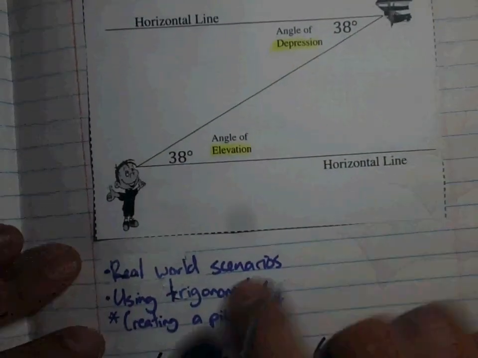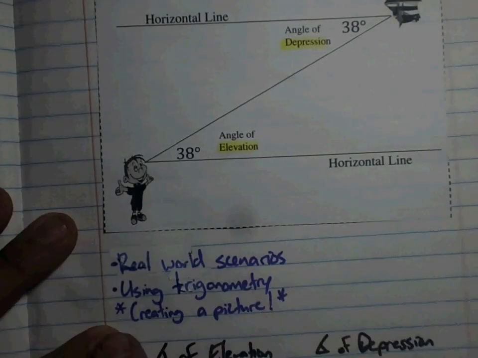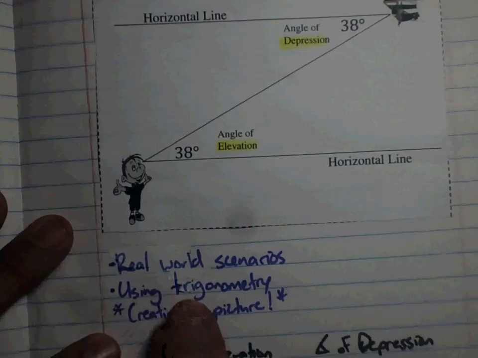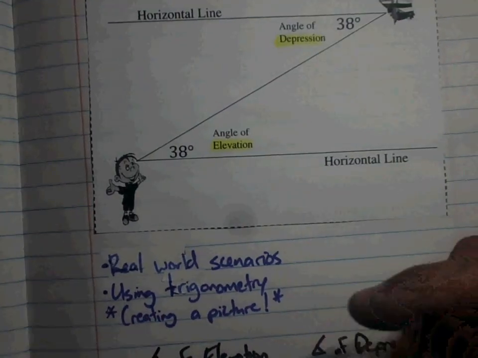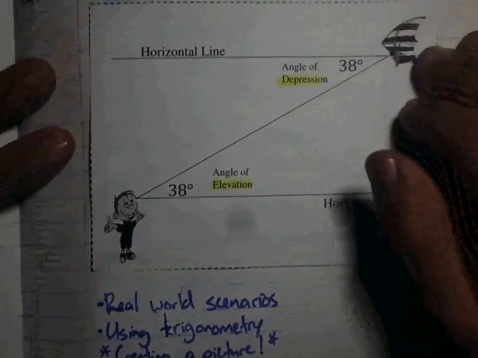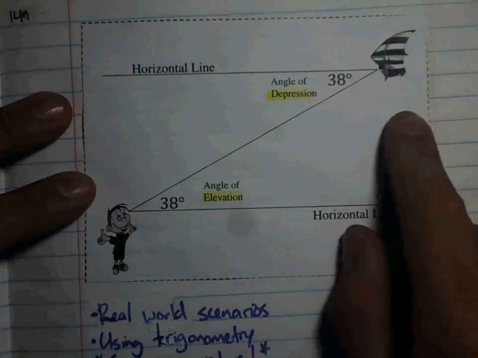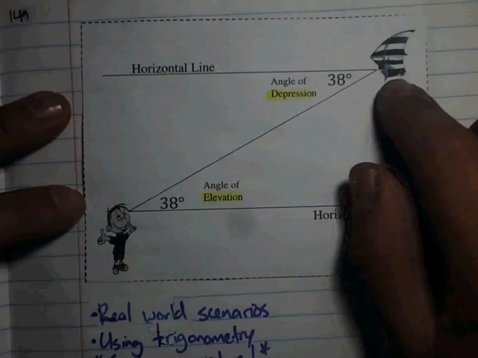Except now, when we're looking at these two types of angles, elevation and depression, it's real world scenarios where you use trigonometry to solve for this stuff. And that helps if you create a picture. Even looking at this one picture, you see this boy who's looking up at this hang glider up here. Yes, it's a hang glider guy. You can kind of see him, but he's looking up there.